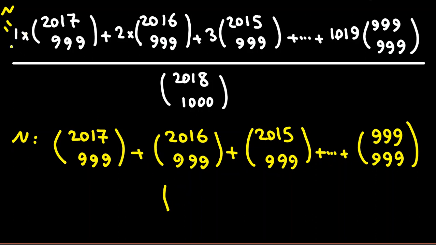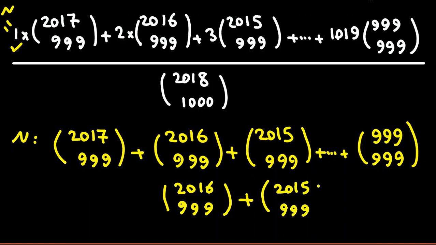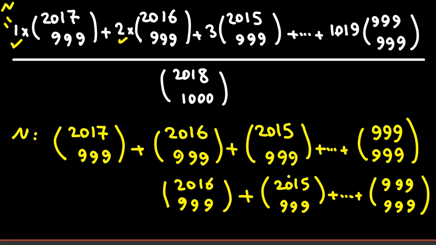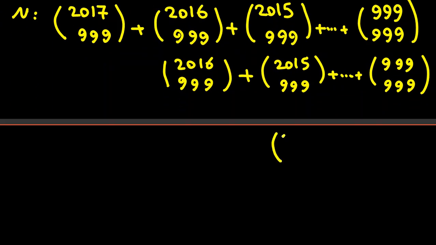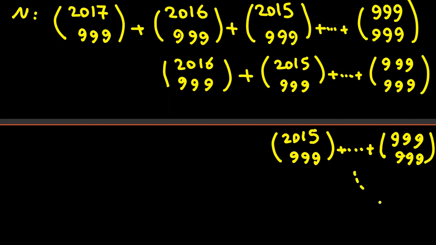So this finished one, but here we have other terms because we've written only one of them. So again, the next part starts from here: 2016 choose 999, plus 2015 choose 999, and so on up to 999 choose 999. So here, this part is finished. One from here is left. So for the next part, you select from here: 2015 choose 999 up to 999 choose 999, you write like this, and the last term will be what? 999 choose 999.